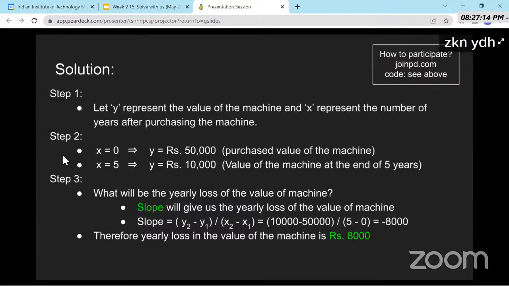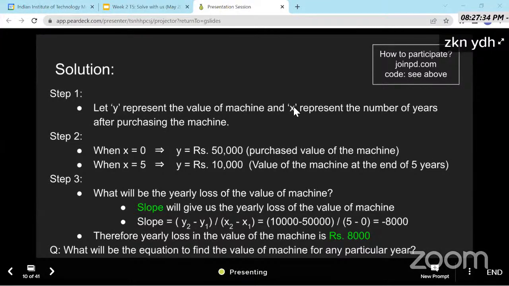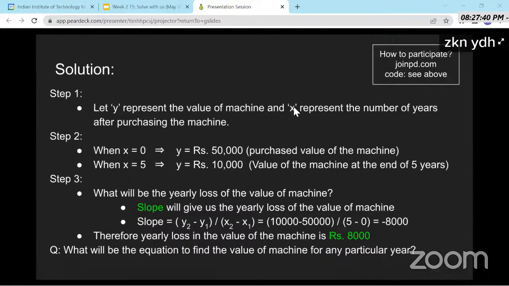All right. So do any of you have doubts? Sir, I have one simple doubt, sir. Okay, let me complete this. Then I'll take up your doubt. One more question. What will be the equation to find the value of a machine for any particular year? Can anybody tell me that equation verbally or put it in the chat window? Yes, sir. It's 10K is equal to 50K minus 5x. Okay, instead of saying it verbally, just put it in the chat window. What will be the equation to find the value of a machine for any particular year?